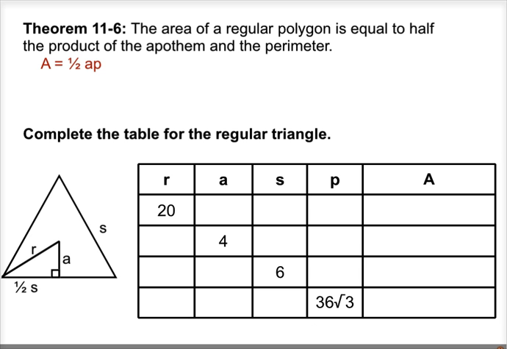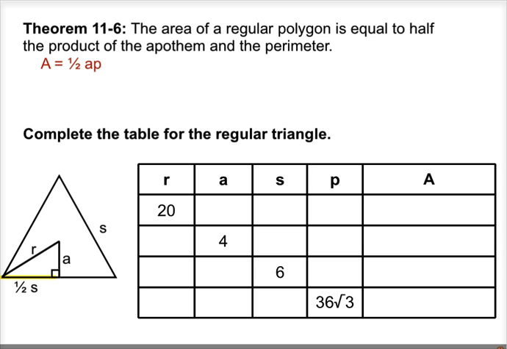It says, complete the table for the regular triangle. And I can see off to the side where it has S is the side of a triangle, A is an apothem, R stands for the radius, which would be, imagine if you inscribe this triangle inside of a circle. The radius is the distance from the center to any vertex. And then down at the bottom here, I can see that this 1/2 S is just telling me it's half of the entire side. So completing the table.